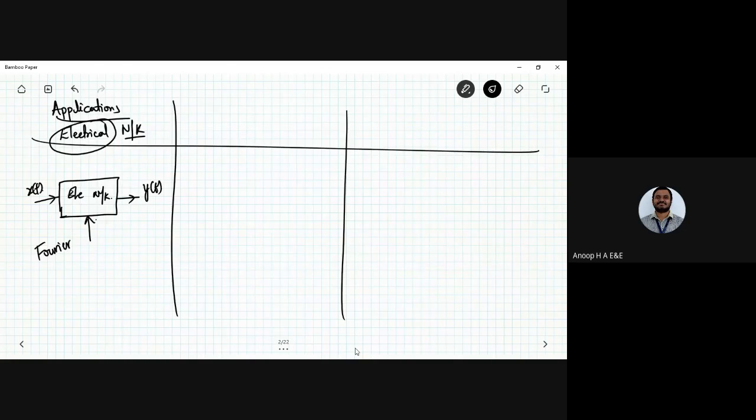you will be having PWM. Any idea what is PWM? Yes, I'm asking a question here. Do you know what you mean by PWM? Anyone can answer? Pulse width modulation. Very good. Okay, so what you are doing there, you are varying the pulse width there, right?